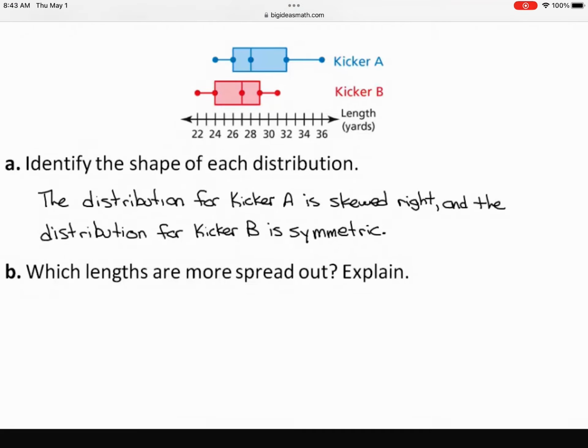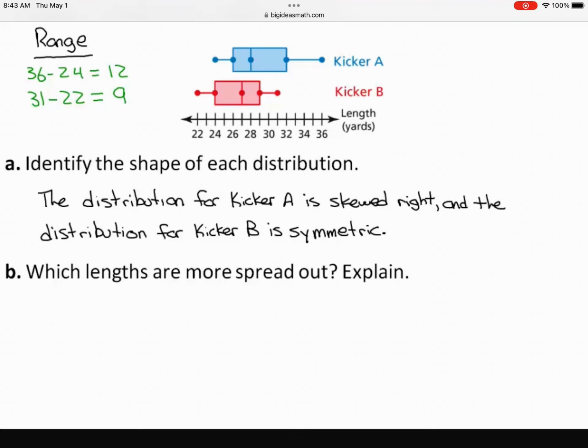Part B. Which lengths are more spread out? Explain. The range of the lengths for kicker A is 36 minus 24, or 12, and the range of the lengths for kicker B is 31 minus 22, or 9. So the range of the lengths is greater for kicker A than for kicker B.